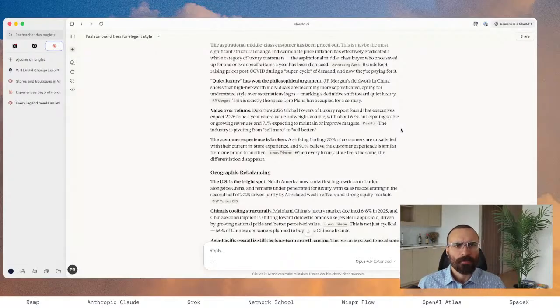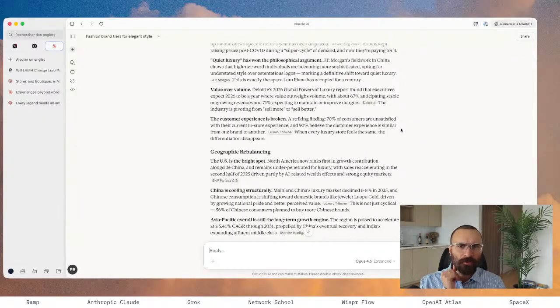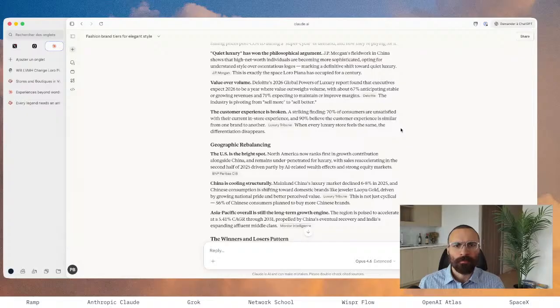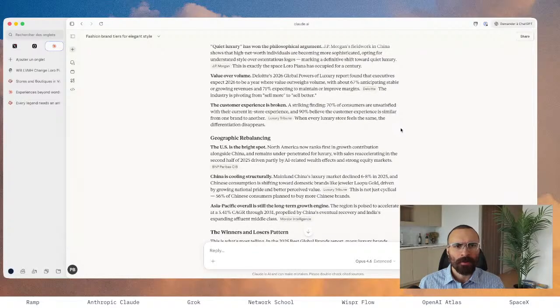JP Morgan's fieldwork in China: high net worth individuals are becoming more sophisticated, opting for understated style over ostentatious logos. Definitive shift toward quiet luxury, which Loro Piana has occupied for a century. Value over volume: 2026 to be a year where value outweighs volume, with about 67% anticipating stable or growing revenues. The industry is pivoting from sell more to sell better.